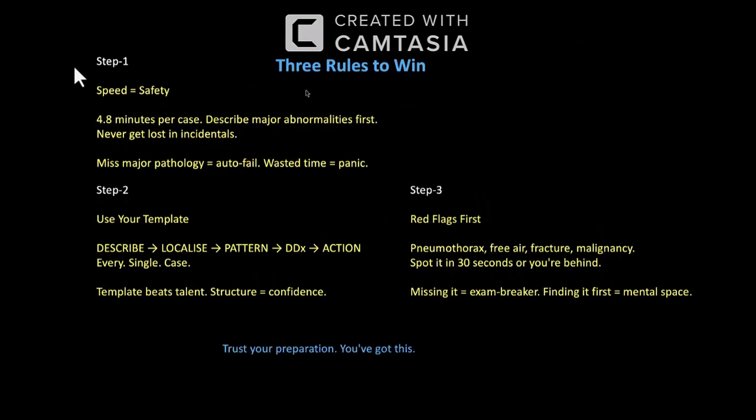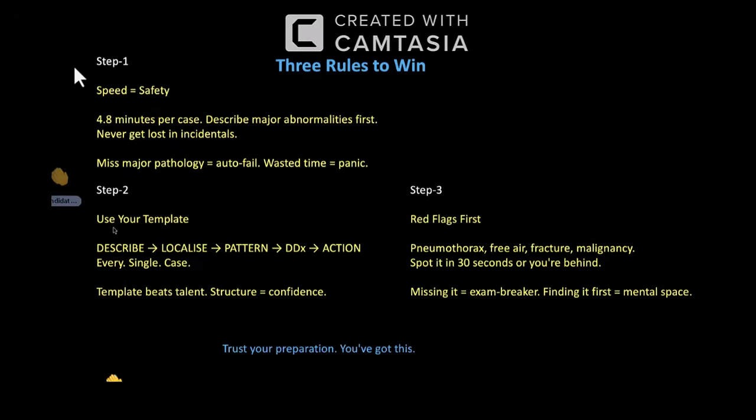So to conclude, 3 rules to win the short cases. Step 1 is speed, but at the same time, even if you are going very fast, be safe. And 4.8 minutes per case. So describe major abnormalities first, and don't get lost in the incidentals. If you miss a major pathology, you may not get through that case. If you are wasting your time on a single case for a long time, you will press the panic button.